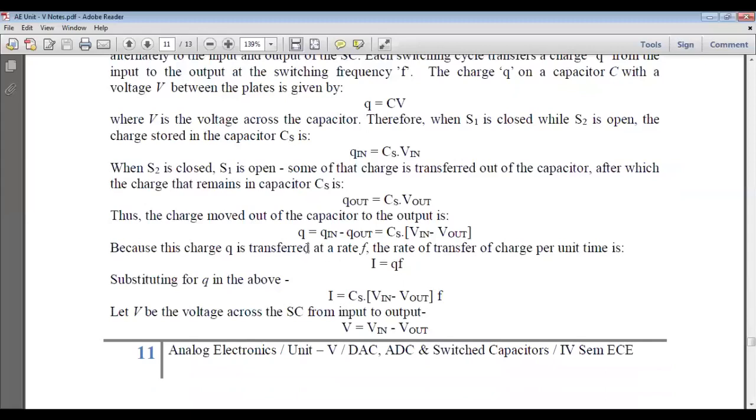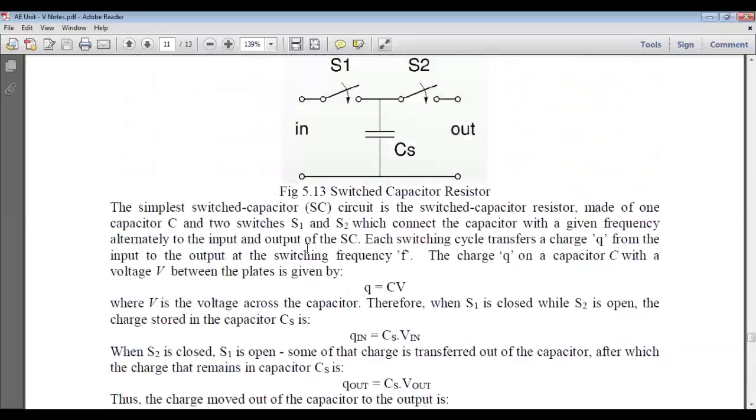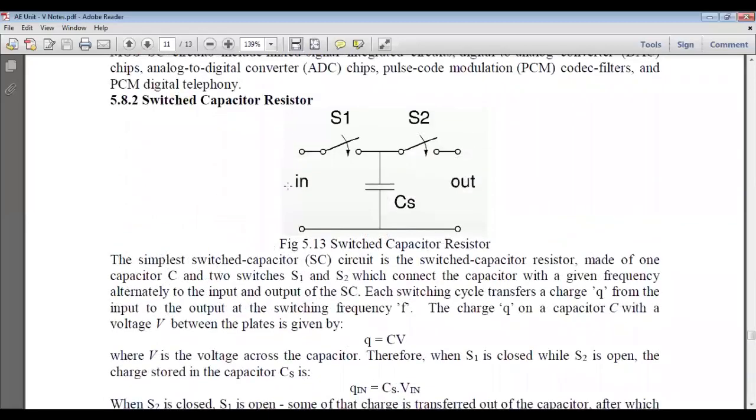So Q is the charge moved out of the capacitor to the output terminal, or in other words, we can say from the input voltage, a part of the output voltage is available here, which came from the charge stored in the capacitor, transferred from the capacitor to the output terminal when S1 is open and S2 is closed.